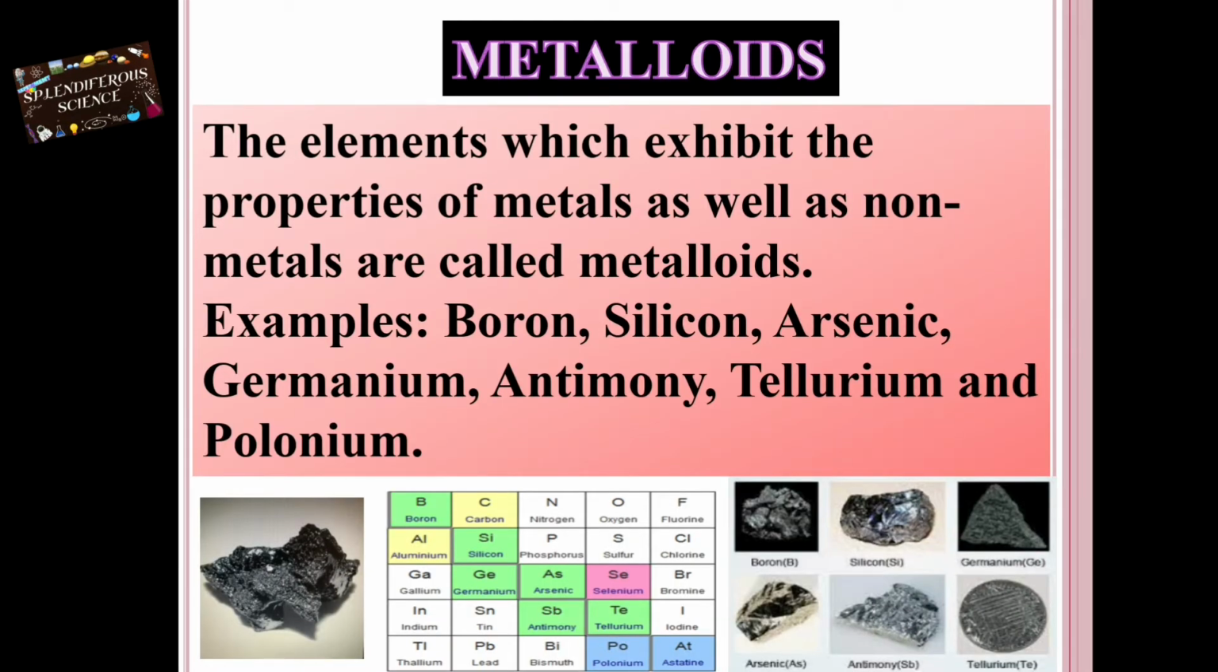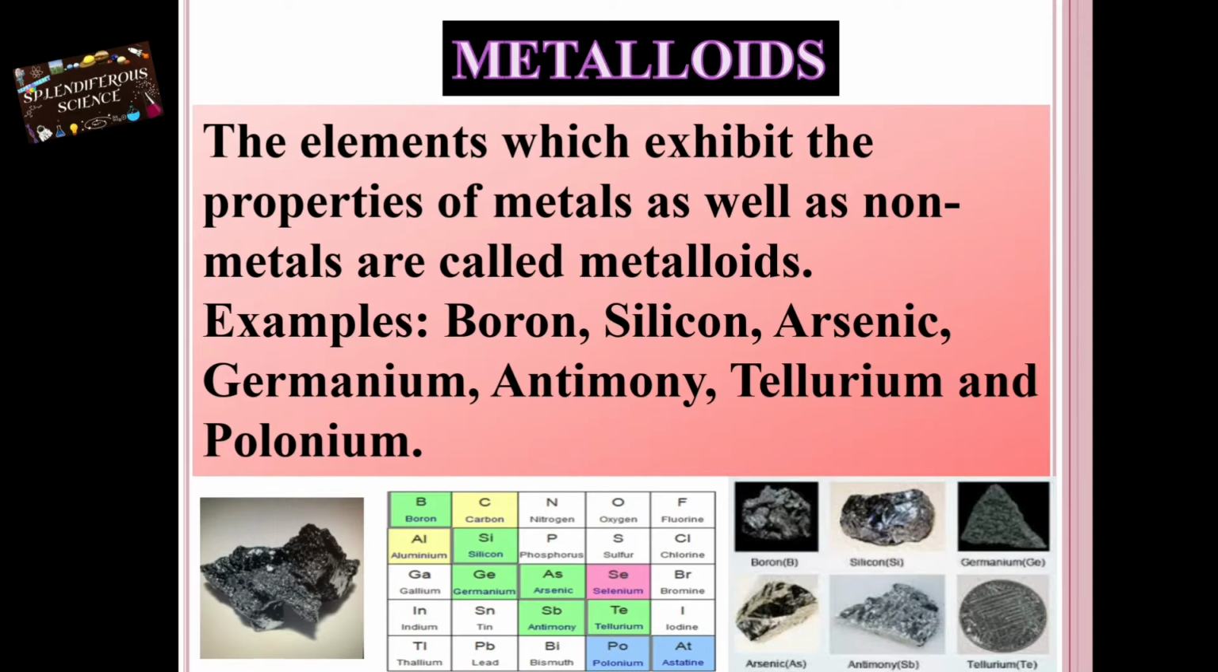The elements which exhibit the properties of metals as well as non-metals are called metalloids. Examples: boron, silicon, arsenic, germanium, antimony, tellurium, and polonium.